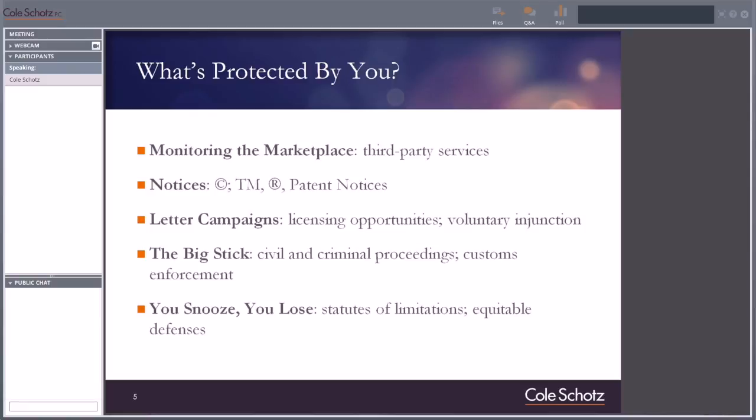First point, notice is not always required to recover. For example, contrary to popular belief, there is no longer a requirement that copyright notice, the C in the circle, be placed on a creative work. That said, notice is highly recommended to put the world on notice of your copyright ownership, not only to prevent unauthorized use, but, to spin it slightly more positively, so that people can contact you if they see something they like, if they see a photo online that you took or that you own and they want to license it.